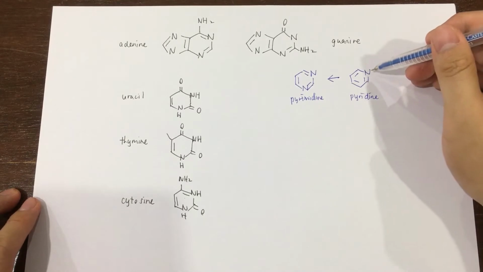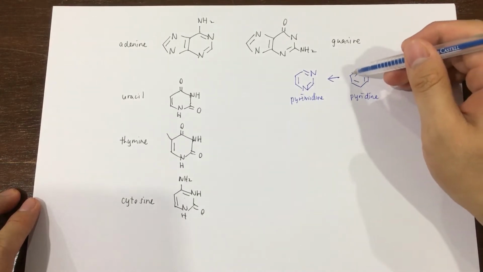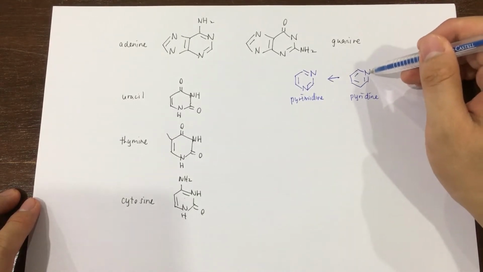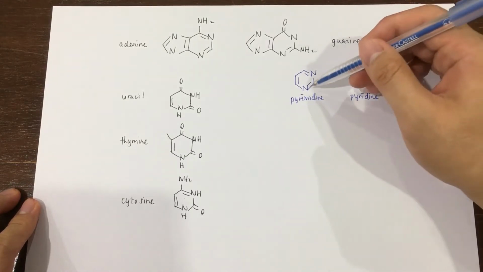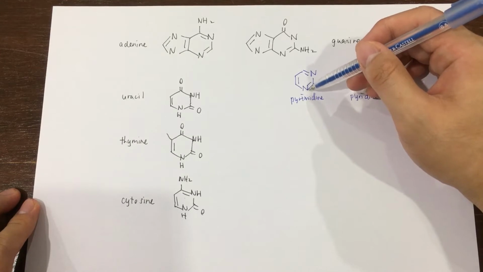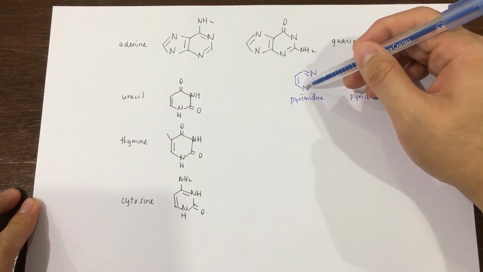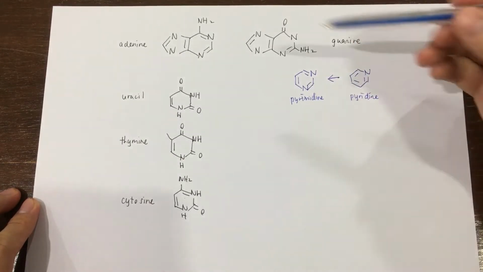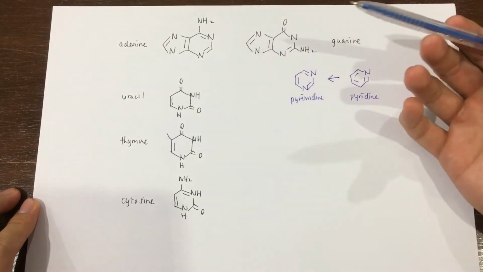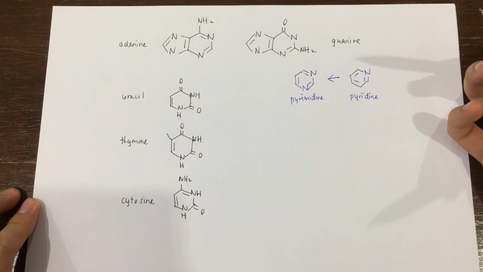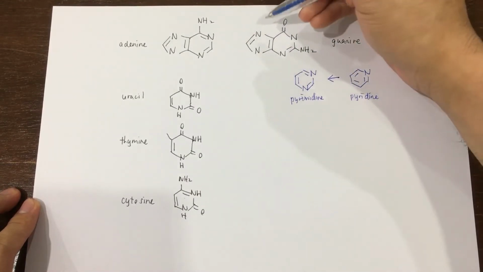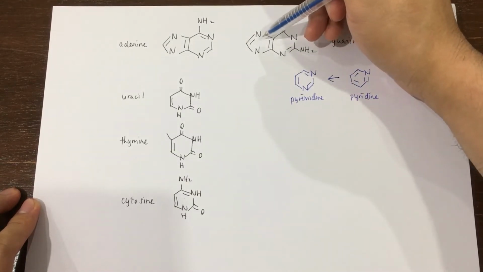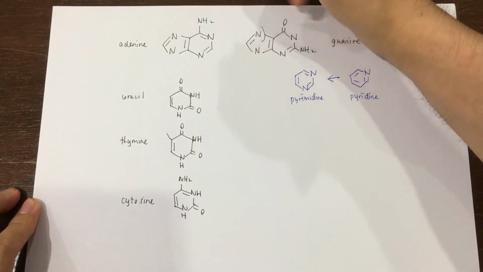So if in a benzene one carbon is substituted with a nitrogen, it is known as pyridine. And if another carbon is substituted with another nitrogen atom, it is known as the pyrimidine, which is why this category is named as pyrimidines. Right, now let's look at this structure right here.